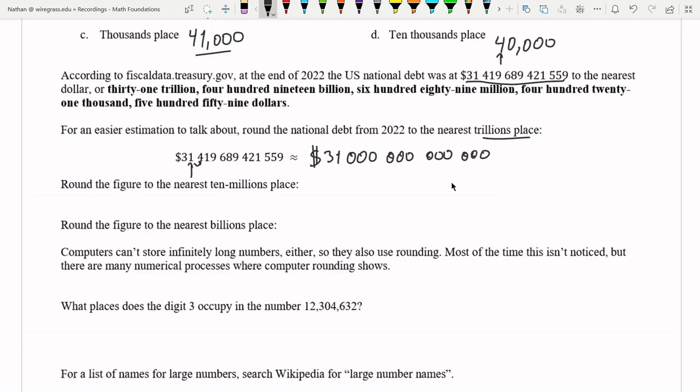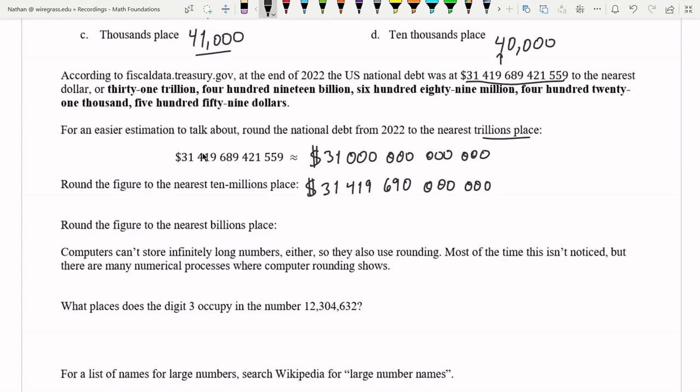If instead we wanted to round to the nearest 10 millions place, well, again, we have thousands, millions. 10 millions is right here. Our test digit is 9, so we're going to round it up. That's going to give us 31 trillion, 419 billion, 690 million, sorry. That was billion, then million. And this is the thousand, and this is the ones. The rest of them just become 0.